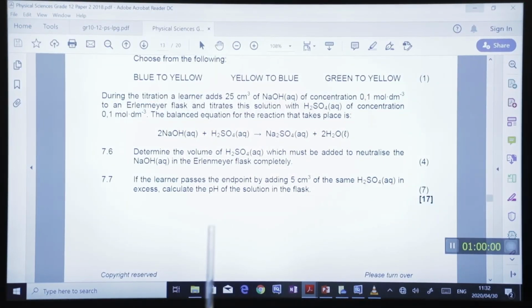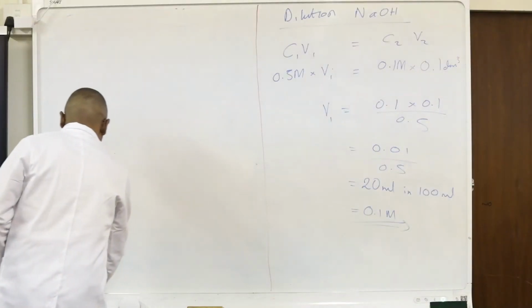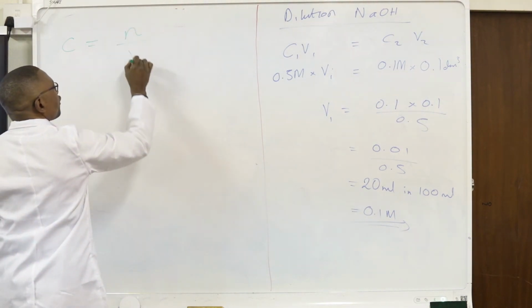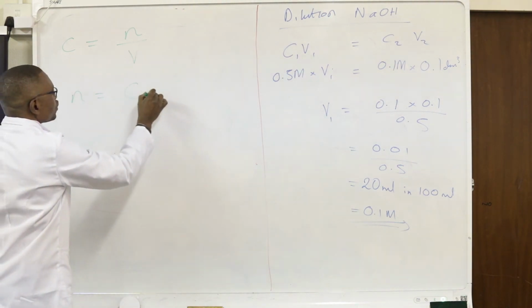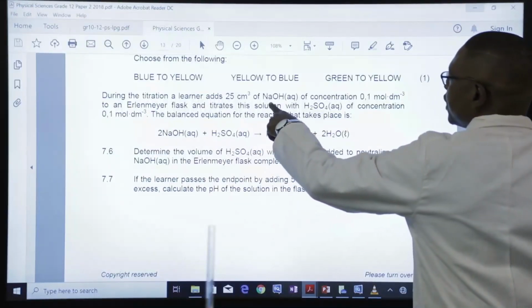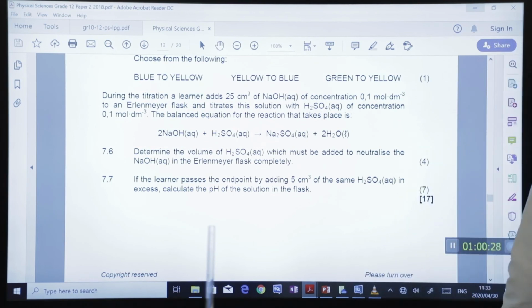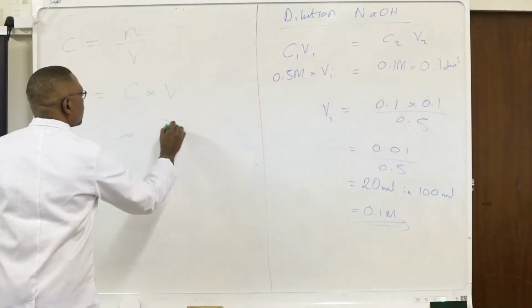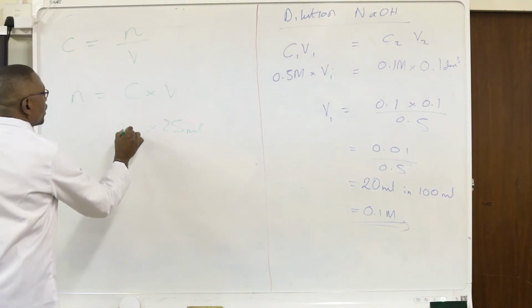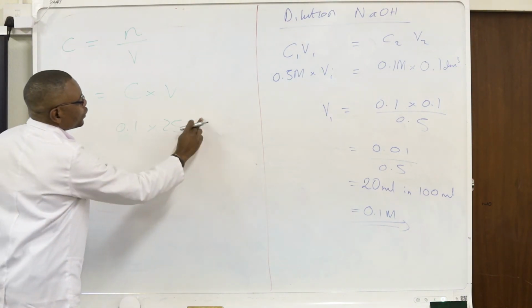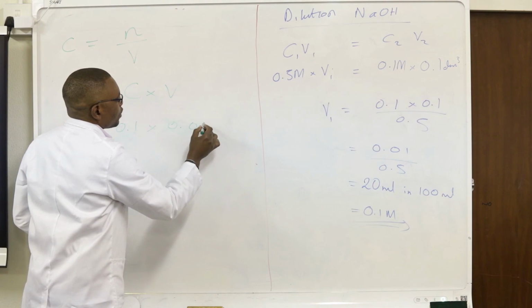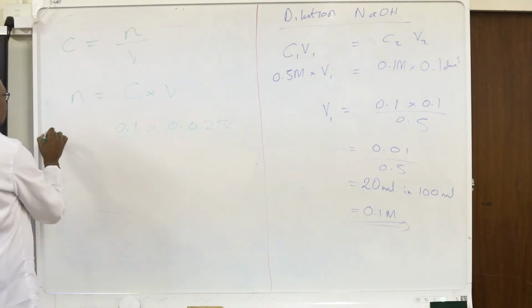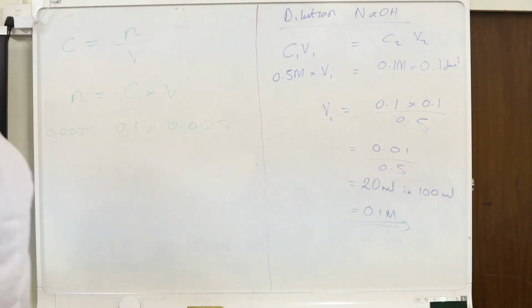So remember, we know that concentration is equal to number of moles over volume, and from what we have here, we can determine the number of moles by simply saying number of moles is equal to concentration times volume. So for the sodium hydroxide, we already know that the volume is 25 mils, and the concentration is 0.1. If we change this to dm cubed, this becomes 0.025. If you multiply this, it gives you 0.0025, like this.